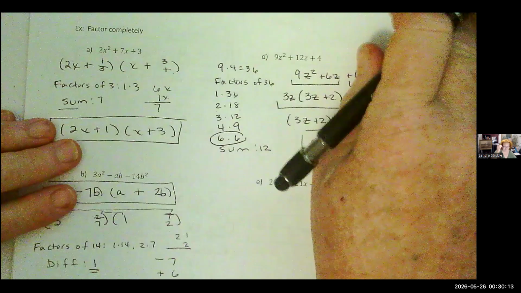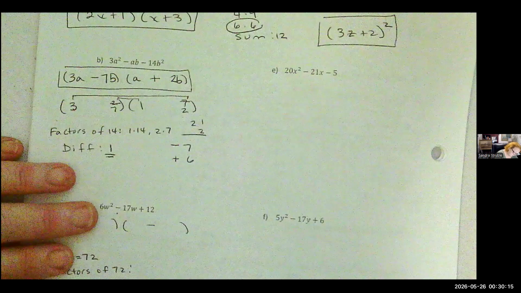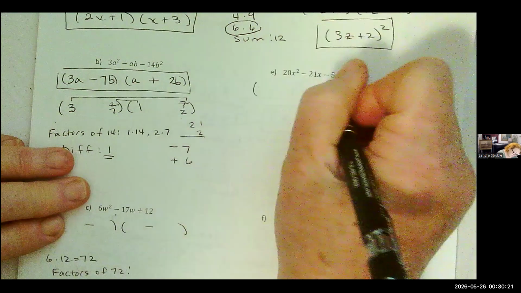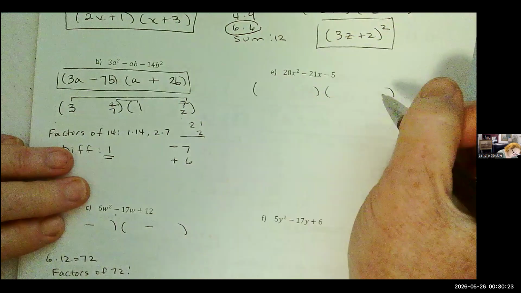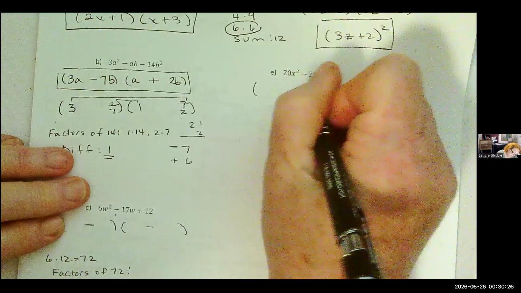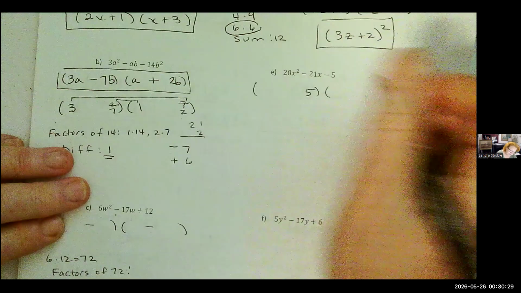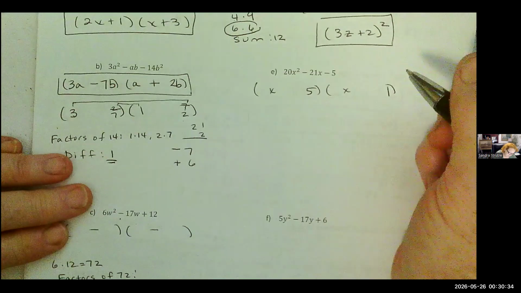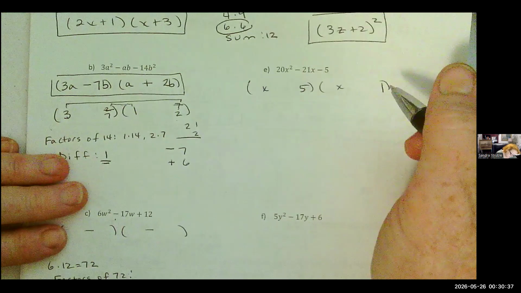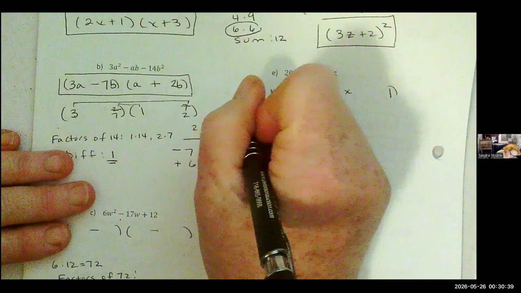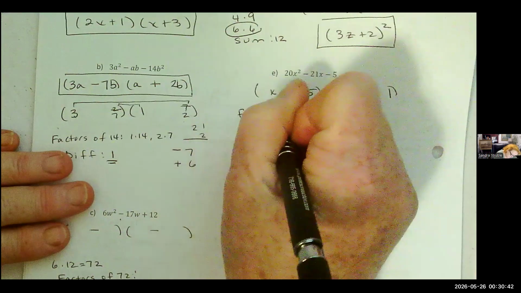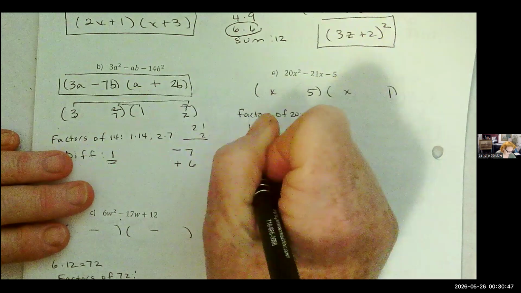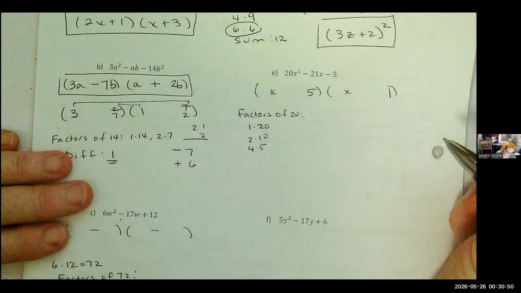Okay, this one I'm going to do trial and error. Well, the 5 is easy. It's a 5 and a 1 because it doesn't have any other factors. And I can put an x and an x. I don't know who gets positive and negative. But I know that the factors of 20 are 1 and 20, 2 and 10, 4 and 5. And it's just trial and error.